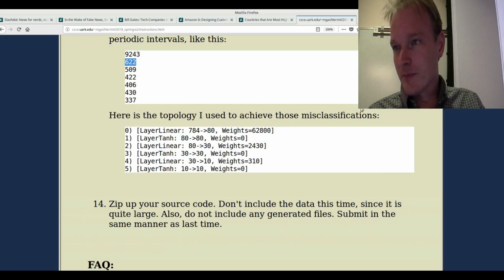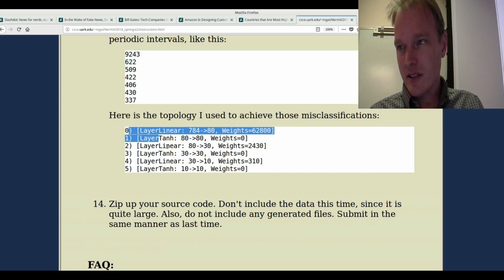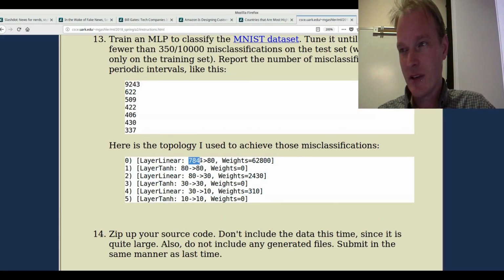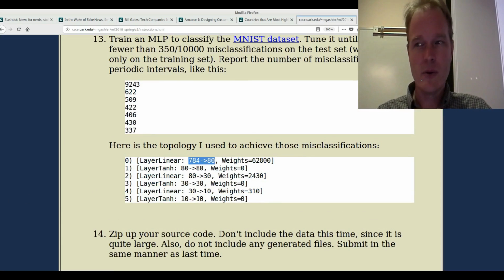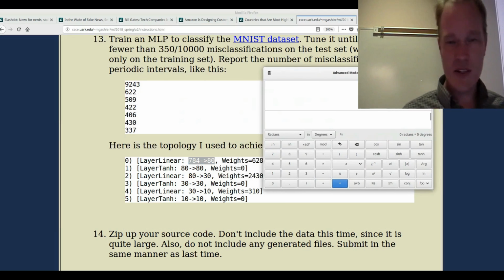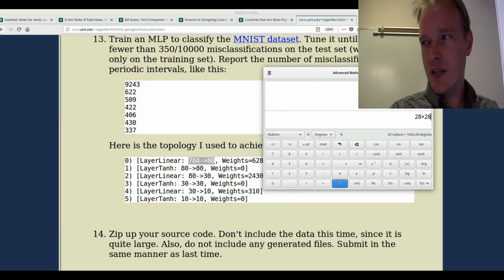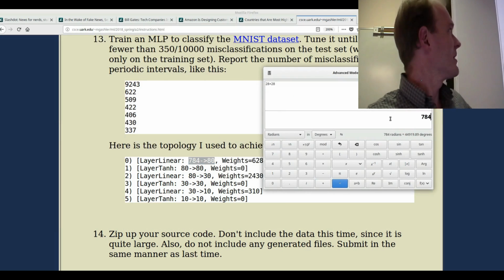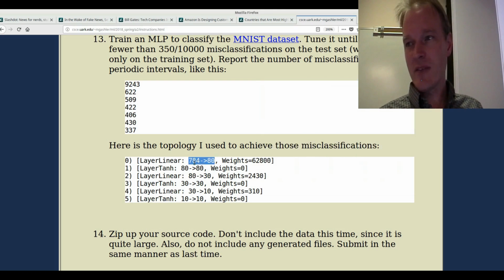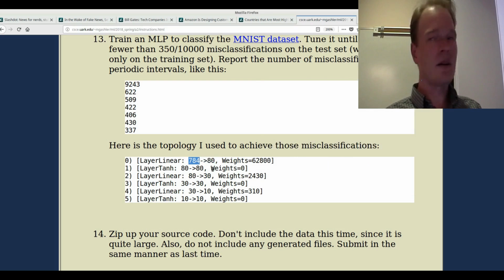Okay. I put here a list of the layer sizes that I used. I went from 784 to 80. Now, let me point out, each image is 28 by 28 pixels. So 784 is the total number of pixels in this image. So there should be 784 inputs into your neural network.